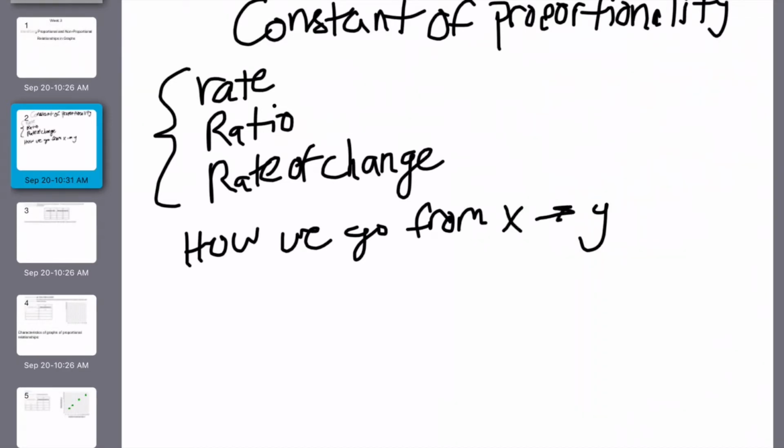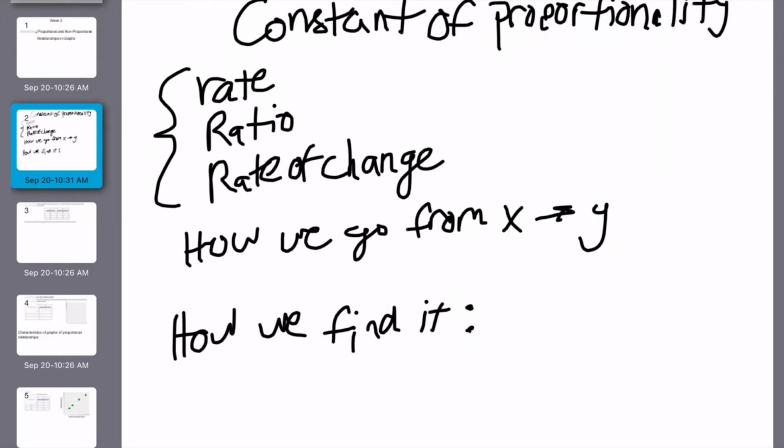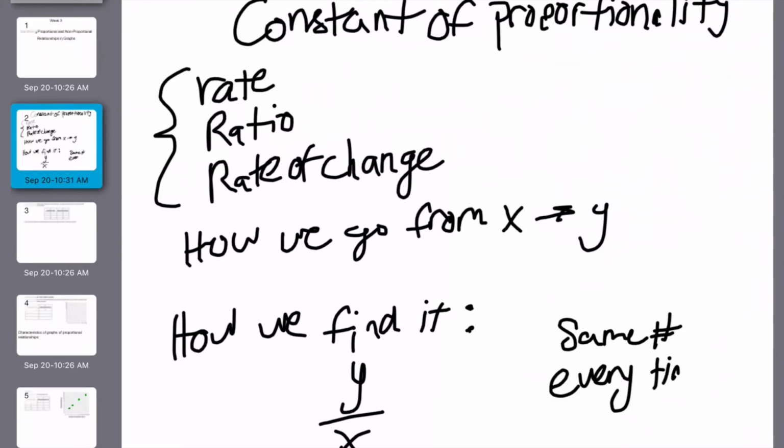How we find it, it's actually pretty easy. What we can do is we can just look at whatever our Y values are and divide them by X. So we can just go Y over X. And that's essentially it. And if we have the same number every single time, that means it's proportional.